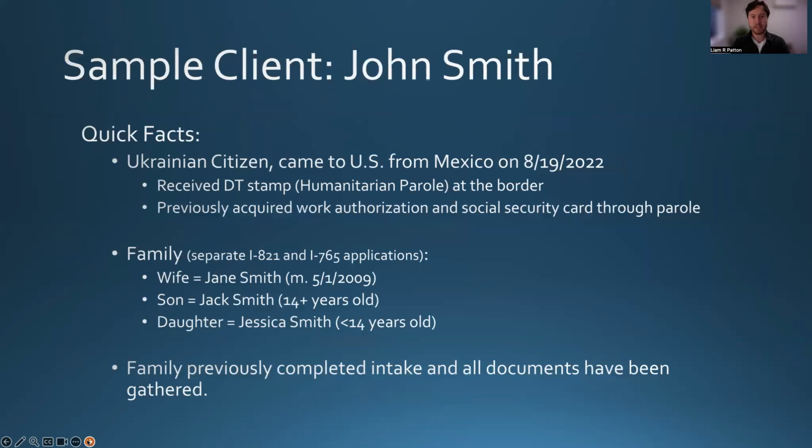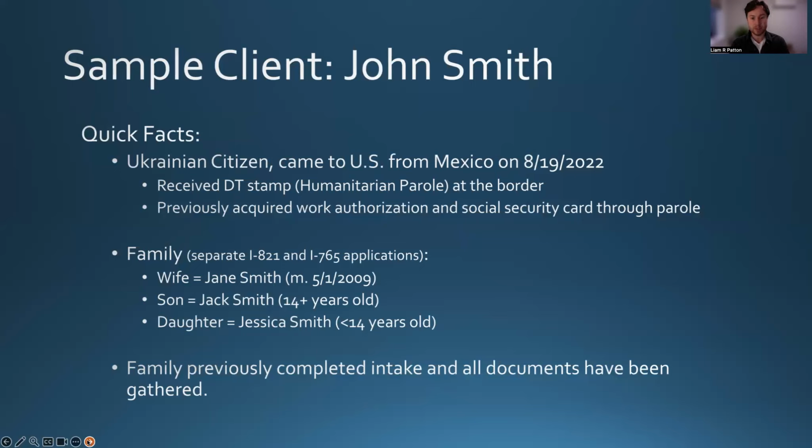So in order to make things easier and to see what these completed forms will look like, I made up a sample client. Not a stereotypical Ukrainian name, John Smith, but it'll do for now. So here are some quick facts I made up about John Smith. He's a Ukrainian citizen who came to the US at the border with Mexico on August 19th, 2022.